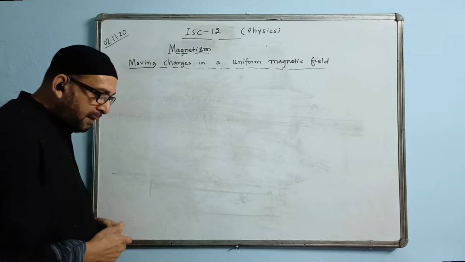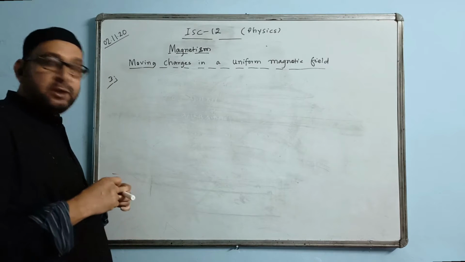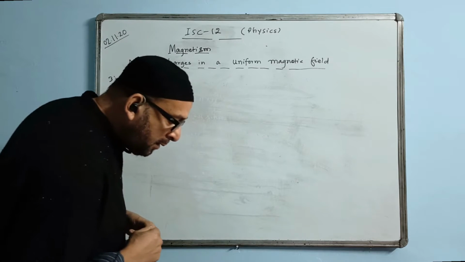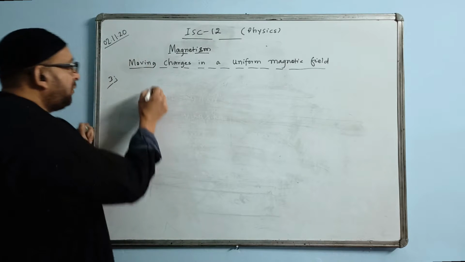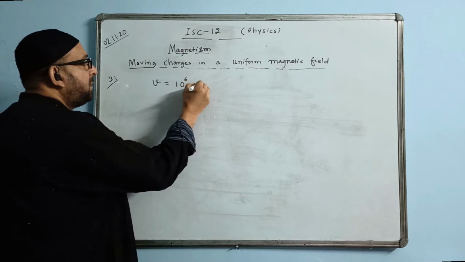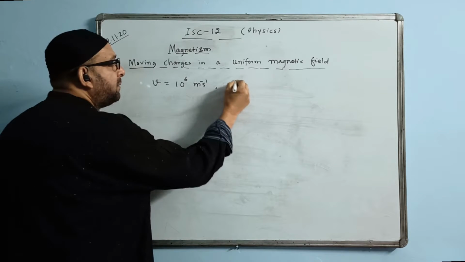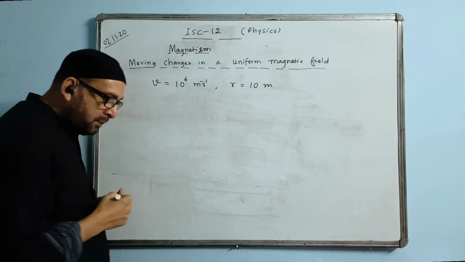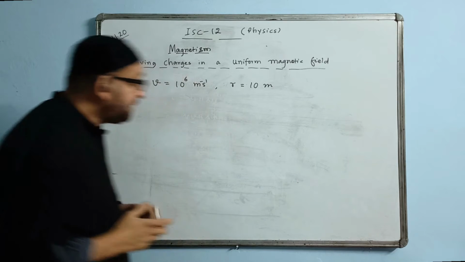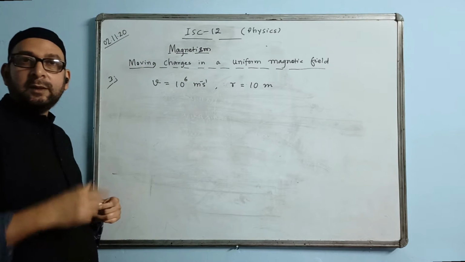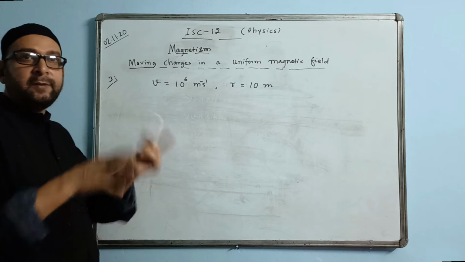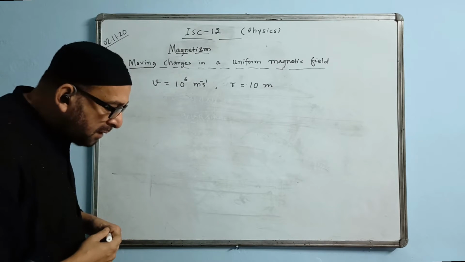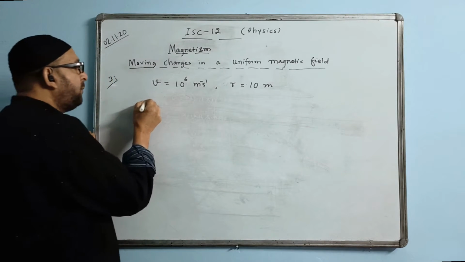So I write down the information provided. The question talks about an electron entering the field with a speed of 10^6. The velocity of the electron is given, 10^6 meter per second, and it has a circular path of radius 10 meter. It is about electrons, so the electron's charge value we know, 1.6 × 10^-19 coulomb. It will be provided on the last page of the question paper, or we know it already. The question is asking to find the value of B.